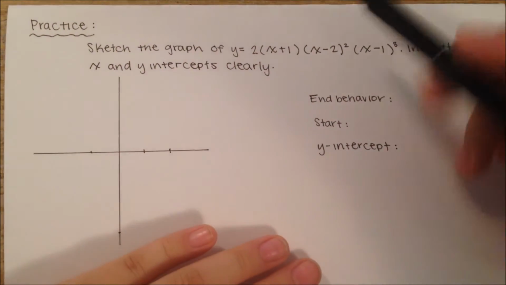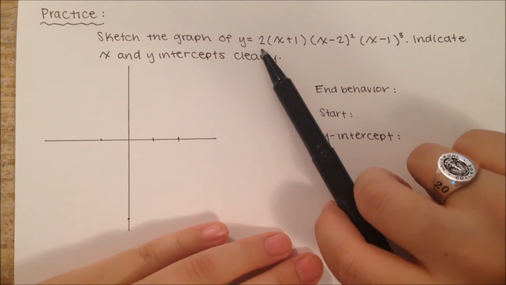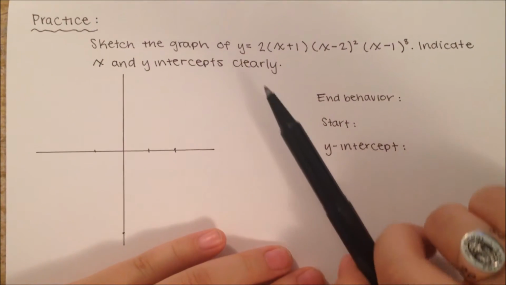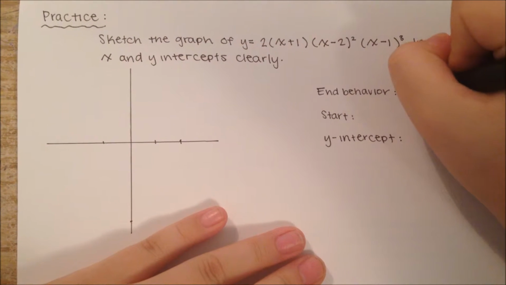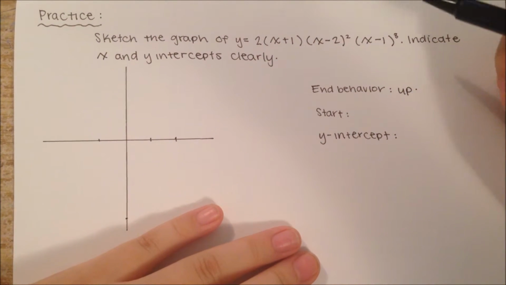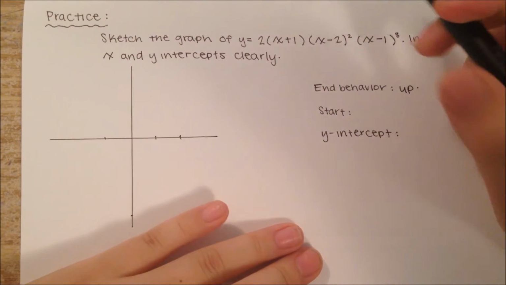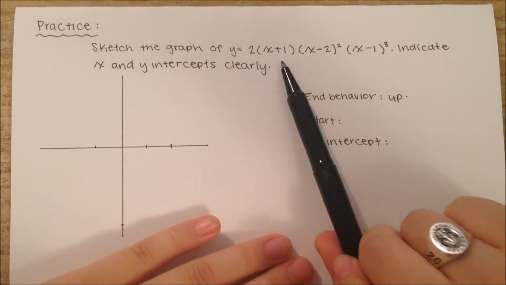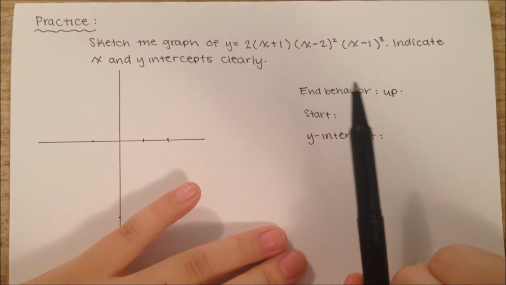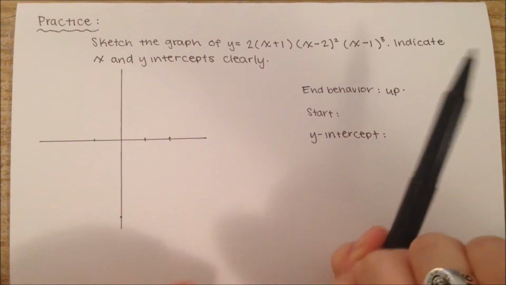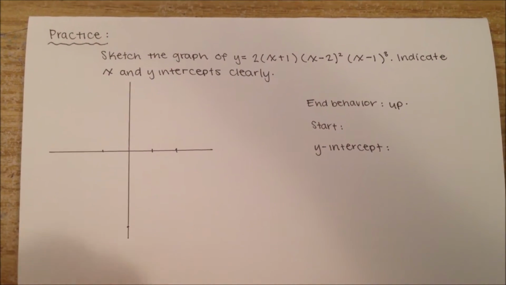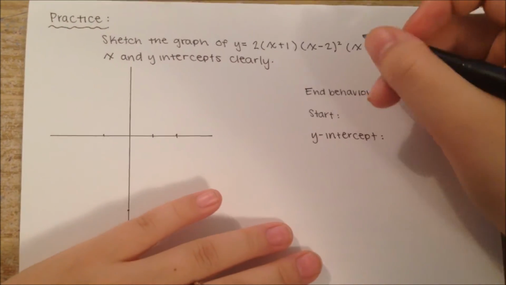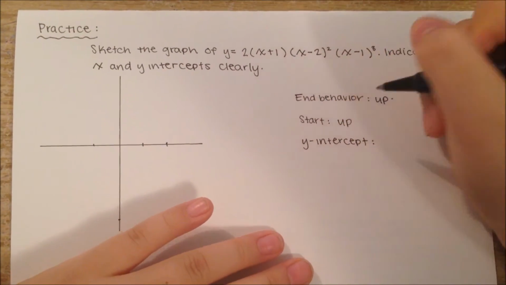First, we have to look at the leading coefficient, which is 2, and it's positive, so this function must have an end behavior of going up. Then we look at the degree of the function. This function has a linear root, a double root, and a triple root, which adds up to a degree of 6, which is an even degree. This means that the graph must start and end in the same direction, so it starts going up as well.